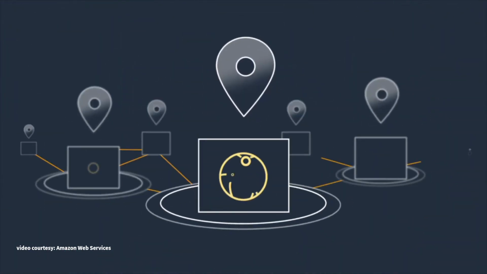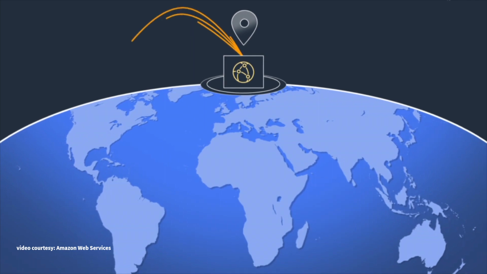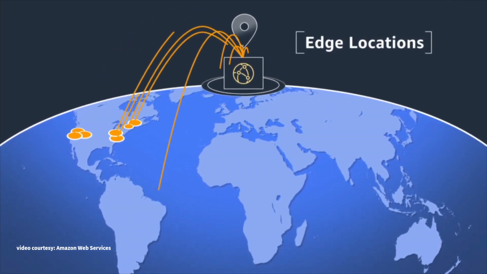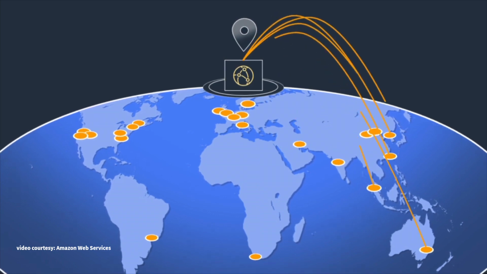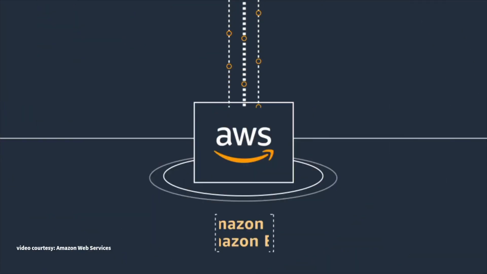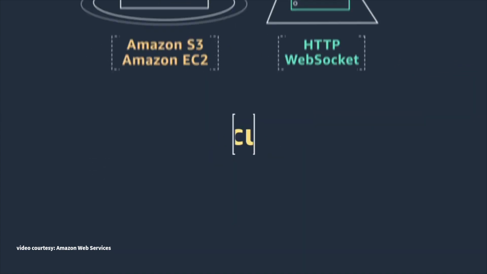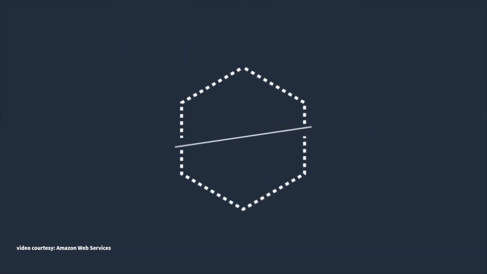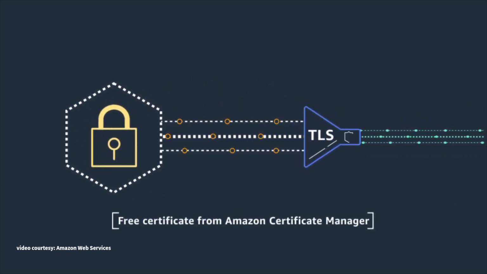Fast content delivery. By caching your content at edge locations around the world, Cloudfront reduces latency, ensuring quick load times for your users. Improving user experience. Whether it's websites, videos, or APIs, Cloudfront helps make sure your content loads quickly and smoothly. Enhanced security. With features like DDoS protection, Cloudfront adds a layer of security to your content delivery.